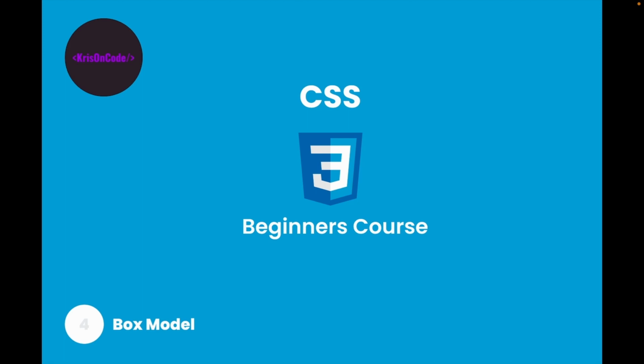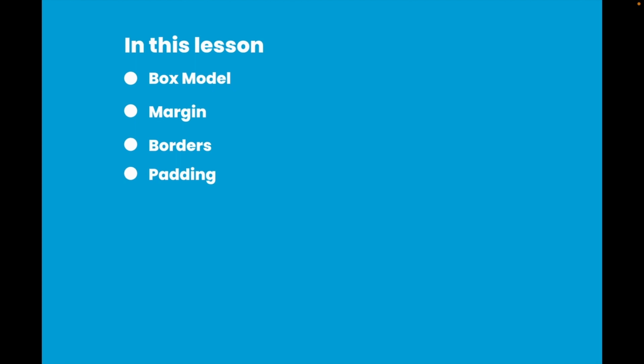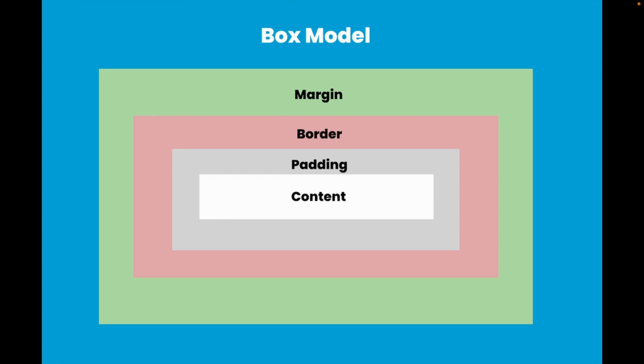Welcome back to CSS Beginners Course Lesson 4, the box model. In this lesson, we'll cover the box model, margin, borders, and padding. CSS uses a box model to describe the design and layout of an element. So the box model is basically a box that wraps around every HTML element.